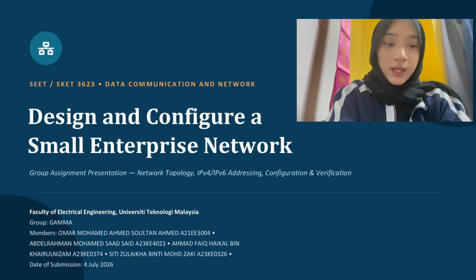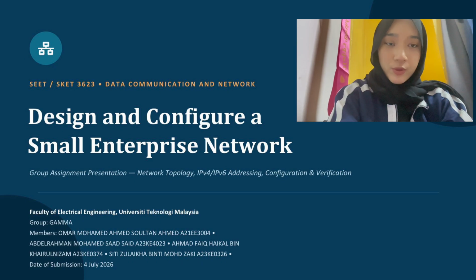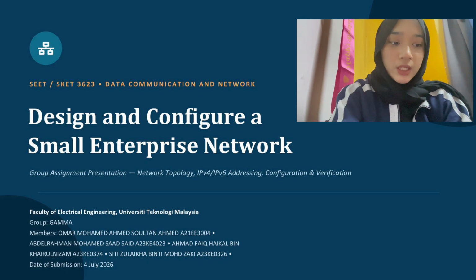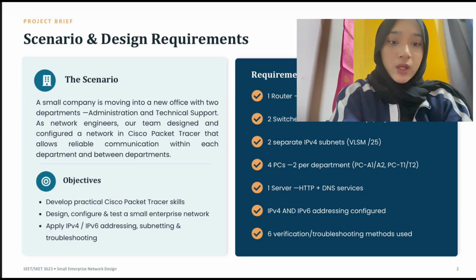I am from Group Gamma and I am the representative of my group to present about our project. So here I will be briefly covering the network design, addressing scheme, implementation and also the live demonstration. So our project is based on a company with two departments, which is the administration and also the technical support.